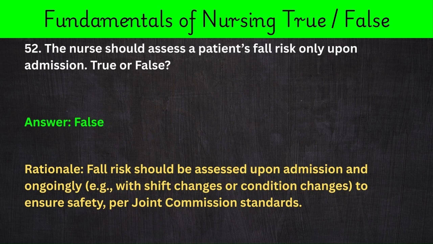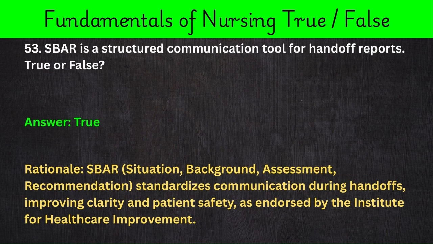52. The nurse should assess a patient's fall risk only upon admission. True or false? Answer: False. Rationale: Fall risk should be assessed upon admission and ongoingly, e.g., with shift changes or condition changes, to ensure safety, per Joint Commission standards.